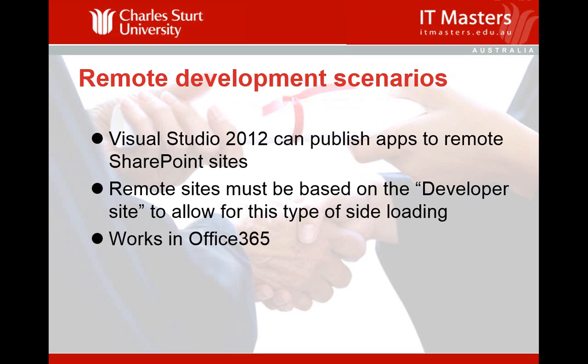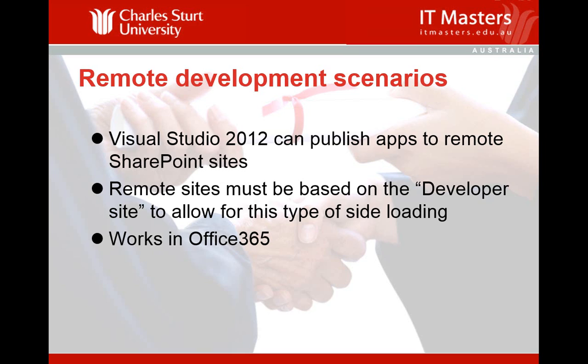Remote development. So I sort of touched on this in previous slides. Visual Studio 2012 can publish apps directly to SharePoint. All right, so we no longer need to have a server locally. The remote websites have to be based on the development site. Right, so if I've got Visual Studio installed on a VM, I've got SharePoint 2013 on the VM, set up exactly the way that the lab guide has for week one that we had to set up your own virtual environment. From there, because I'm local, I can deploy into any kind of site I want.